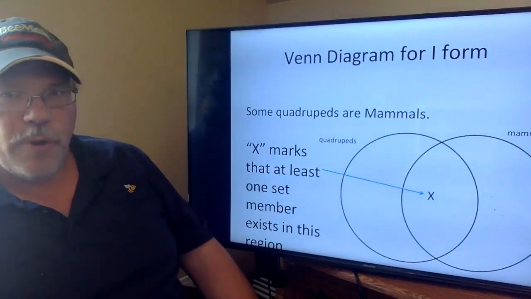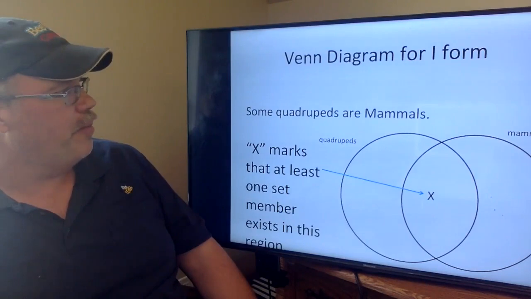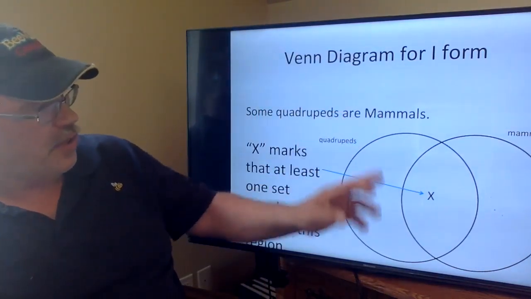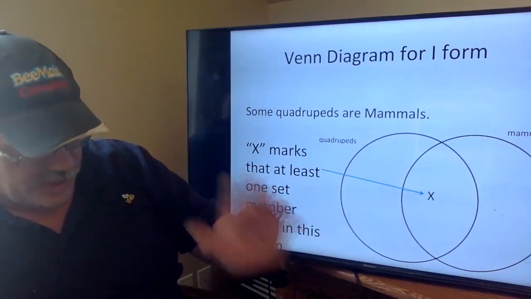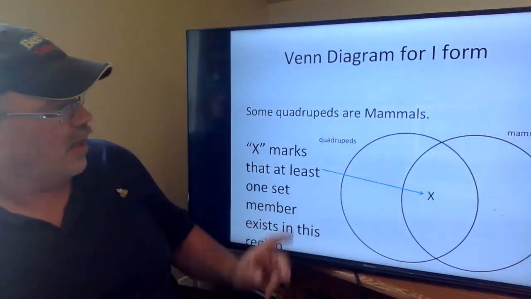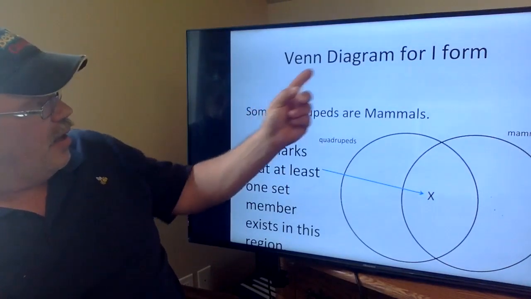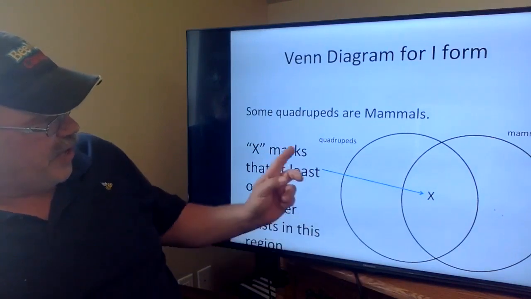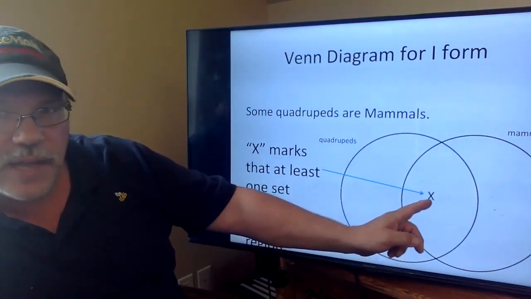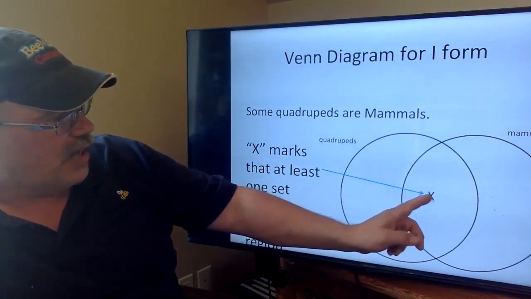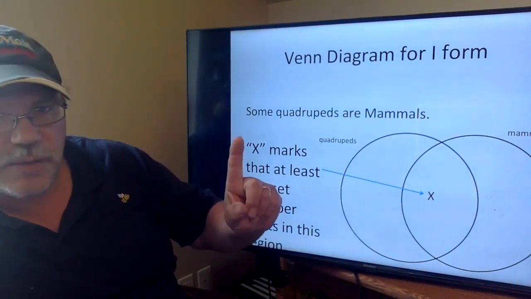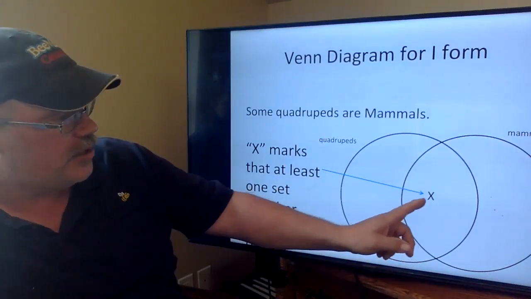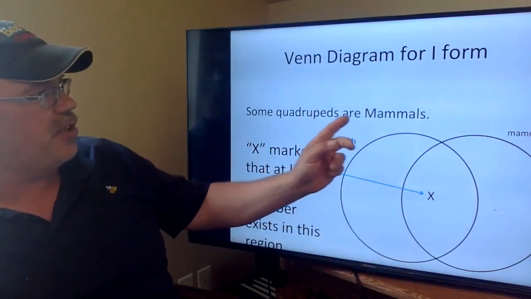The last form, called the I form. Oh no, sorry. This is still I form. My mistake. This is still number 3. Now we're just looking at the Venn diagram. The X shows that there is at least one. That little X is at least one. I always put exactly one X for every sum, not more. It could be more, but who cares? At least one. So some quadrupeds are mammals.